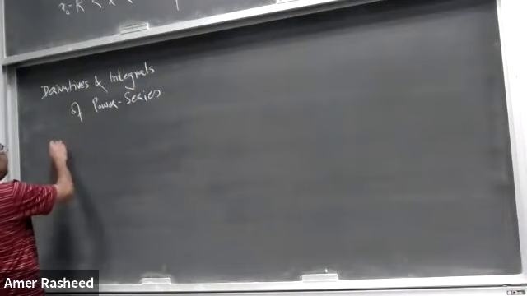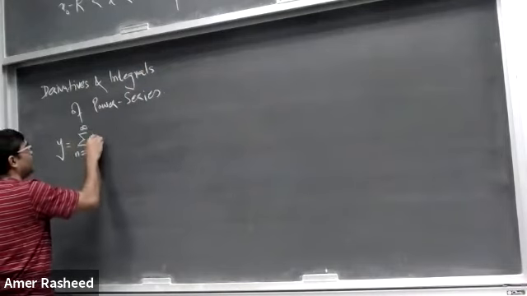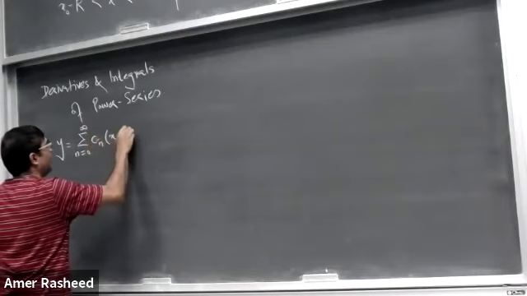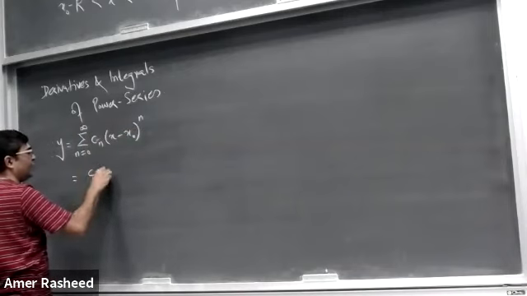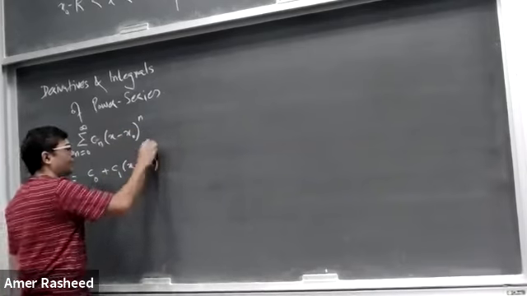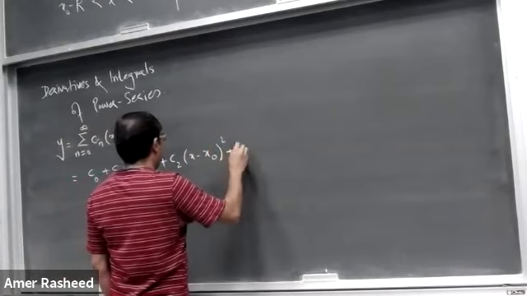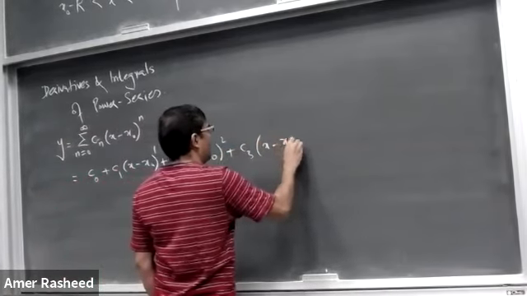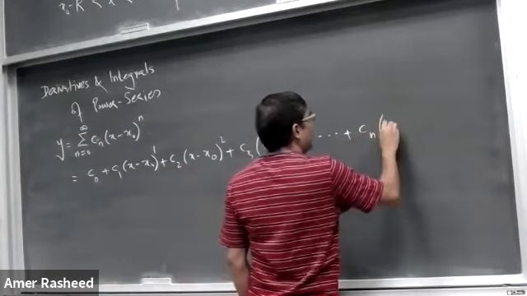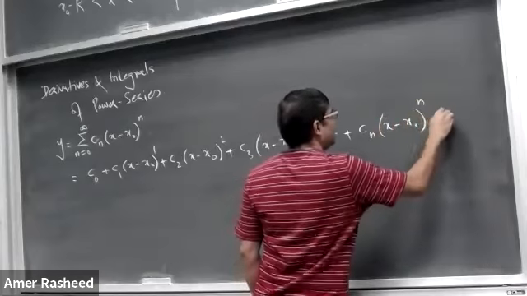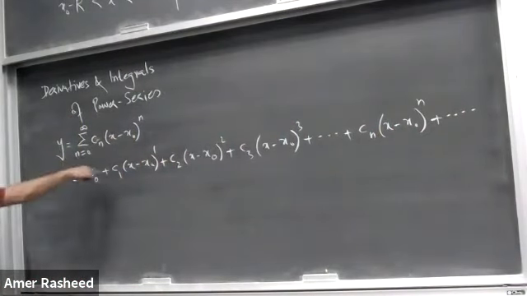Okay, so if the power series is the sum n from 0 to infinity, Cn (x minus x naught) whole raised power n, if we open it, it becomes C naught plus C1 (x minus x naught) to the 1 plus C2 (x minus x naught) whole raised power 2 and C3 (x minus x naught) whole raised power 3 plus so on, plus any general term Cn (x minus x naught) whole raised power n plus so on. So we can expand the given series in this form.